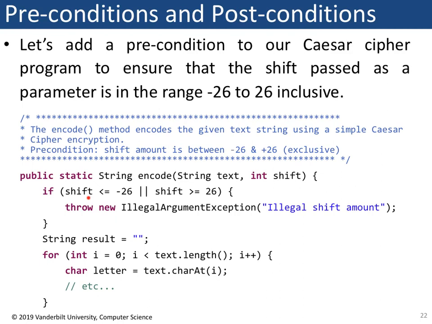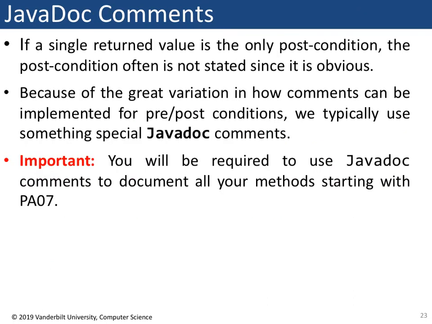If we find that shift is less than or equal to -26, or greater than or equal to 26, we will throw an exception. You may have noticed in the last program there was no post condition stated. That's because the post condition is obvious and was only the given return value. In this case, it's often left unstated because, as I said, it is obvious.